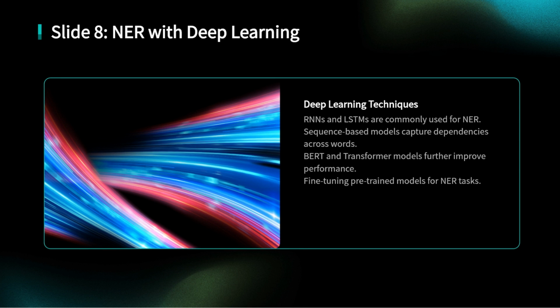These models are pre-trained on massive amounts of text data and then fine-tuned for specific tasks like NER. Fine-tuning involves adjusting the weights of a pre-trained model to better fit a particular NER dataset. BERT and other transformer models have set new benchmarks for performance in NER tasks as they capture bidirectional context and are capable of handling complex linguistic features.